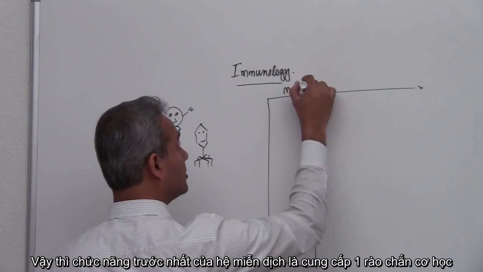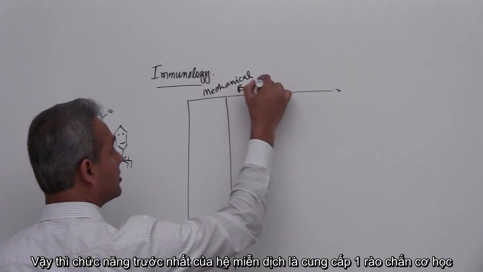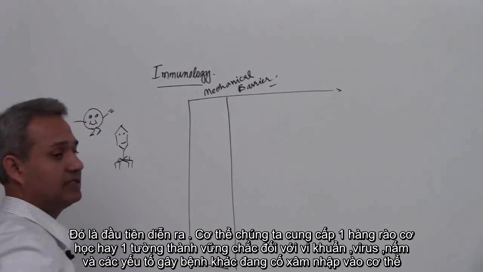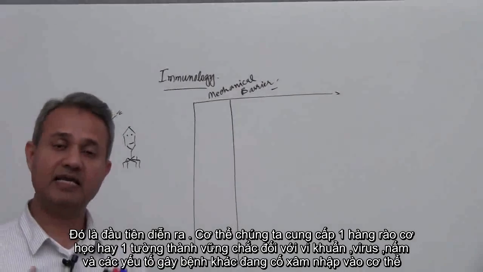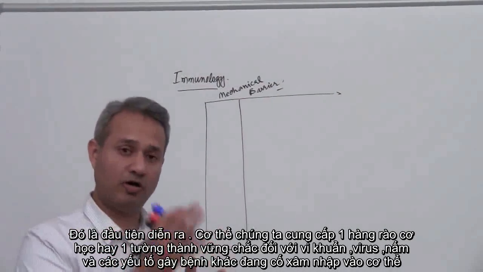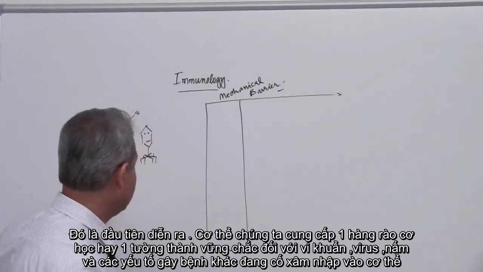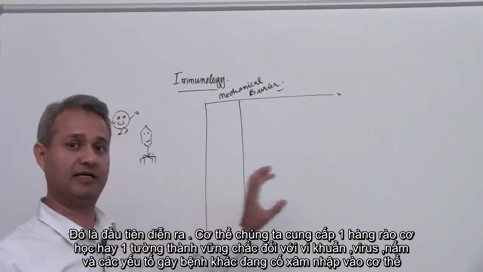So the very first function of the immune system is to actually offer a mechanical barrier. So that is the very first thing which happens. Our body offers a mechanical barrier, or it offers strong walls to the bacteria and viruses and the fungi and the other pathogens which are trying to get into us.